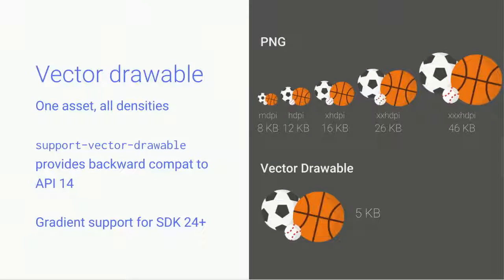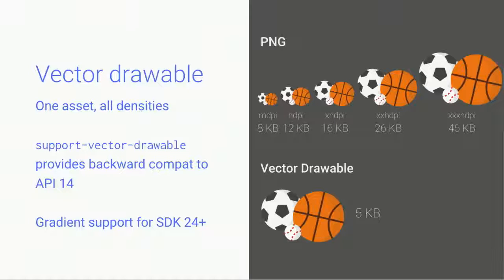Vector drawables would basically serving a vector into your application, so there's a single asset that can serve up all of the densities. For this particular asset on screen, the vector drawable is actually smaller than the smallest density PNG, so it's quite nice. And I would consider it to be kind of a medium complexity vector with somewhat complex paths, but not necessarily gradients and things like that.